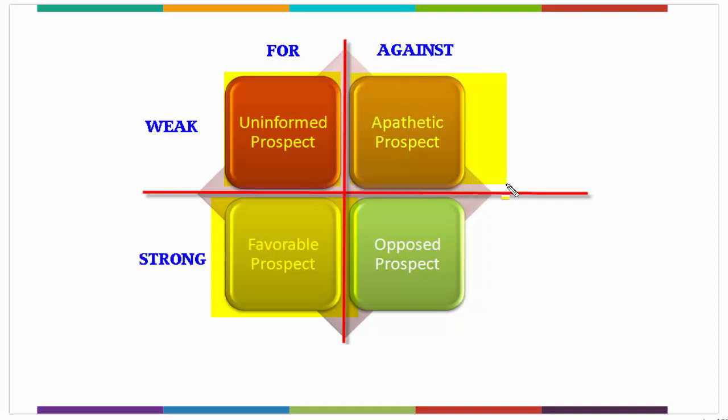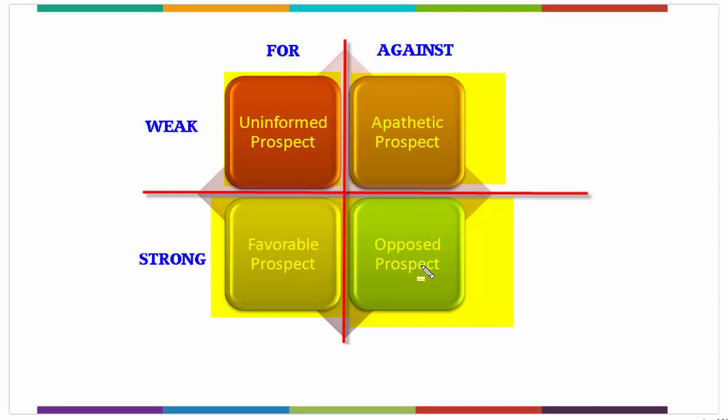Okay, then we come to quadrant number 3. In this quadrant, we have prospects who are basically against your proposed solution, but weakly so. We can refer to these as the apathetic prospects. It's almost as though they're neither here nor there, but they're not likely to buy from you. And then we come to our final quadrant, quadrant number 4, where you have a prospect who is strongly against your proposed solution.